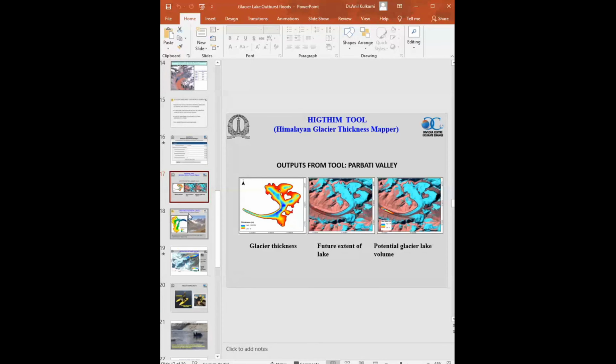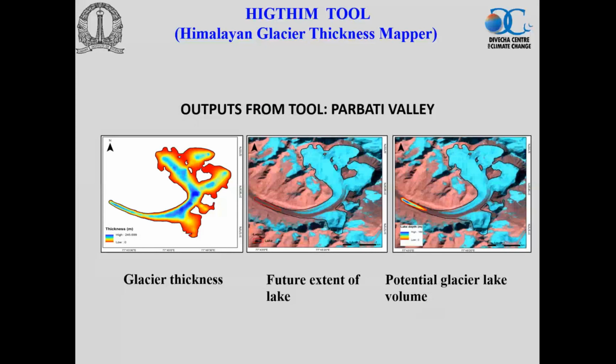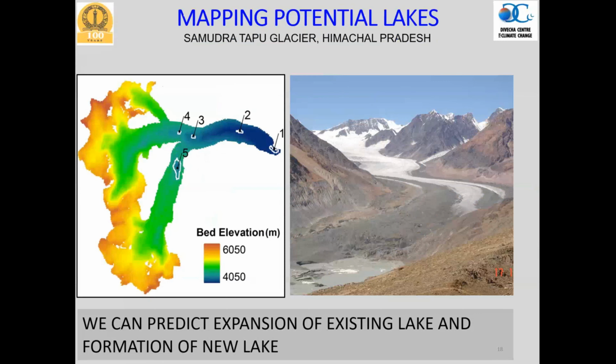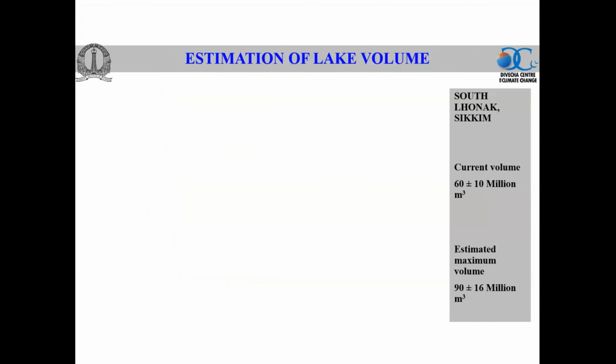So this is the output from there. By using the HIMTHINK tool, you can get glacial thickness. Then you can understand future extent of the lake and potential lake volume. All these parameters you can get by using this tool, where we can also identify potential lakes. This is the Samudra Tapu Glacier. You can see where new lakes are likely to form in future. This is one of the key ideas.